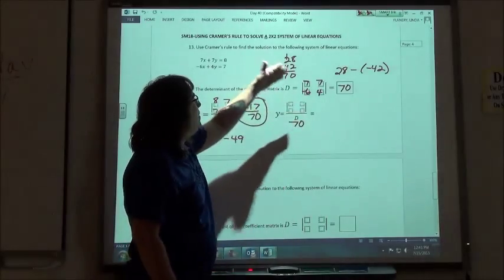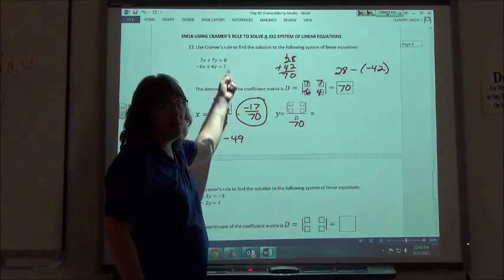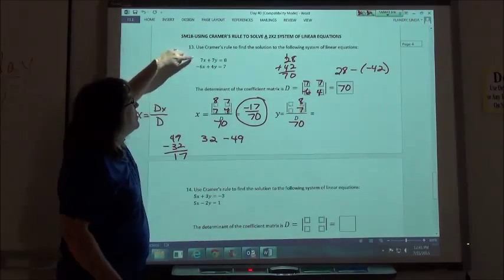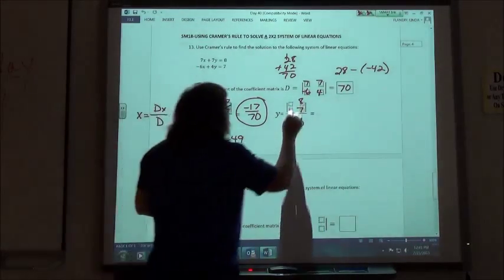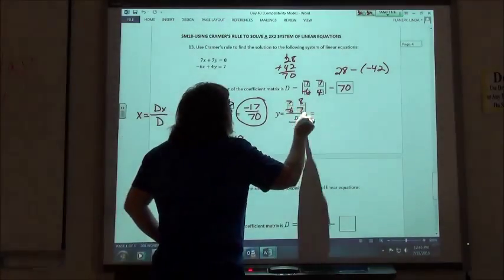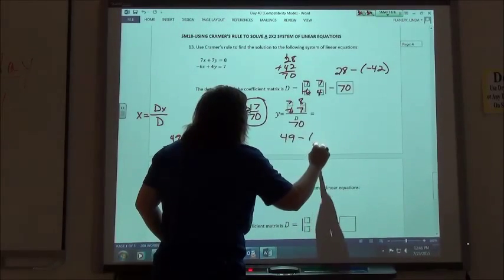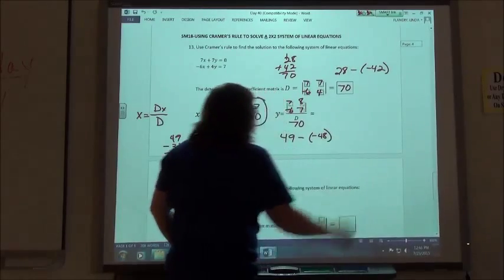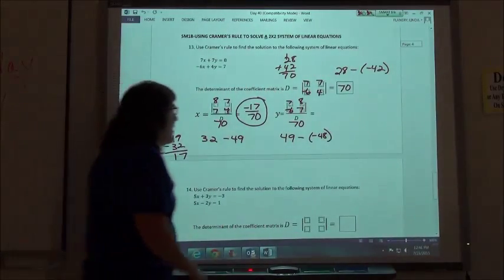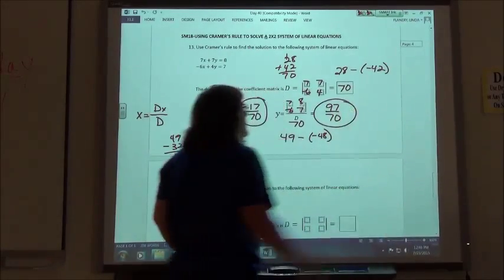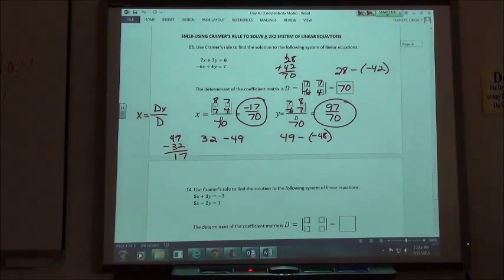For y, we're going to replace the y column with the answers over here. So the 8 and the 7 go in the y column. The x column stays as it originally was, so 7 and negative 6. And then we find the value of that determinant. So 7 times 7 is 49. We're going to subtract negative 6 times 8. 6 times 8 is 48. And so on that one, we end up adding 97, so y is 97/70ths.